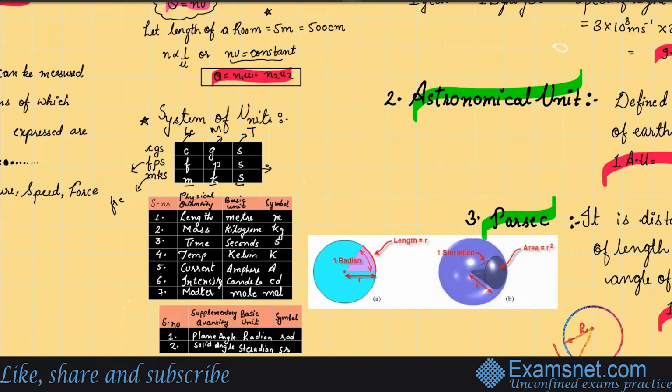What was that standard unit? 7 standard units were defined in physics, and 2 supplementary units were defined in physics. What are these standard units? You can easily see length. The basic unit for length is meter, and the symbol is m, right? Mass, basic unit is kilogram. The symbol is kg. Time, basic unit is second, and the symbol is s. Temperature is Kelvin. We always take Kelvin as a standard unit.